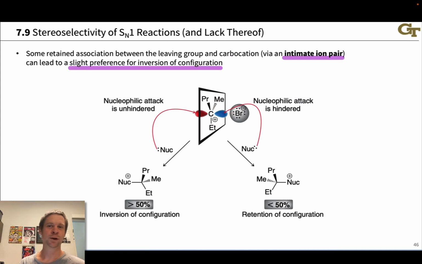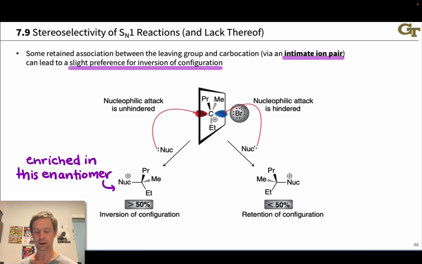In that case, we have what we might call an intimate ion pair between the carbocation and the leaving group anion. So bromide is not completely dissociated from the carbocation, we might imagine. There's some, for example, ionic attraction between the negative bromine and the positively charged carbon. And that association means the bromine is taking up space on the right-hand side of this carbocation. This inhibits nucleophilic attack to some degree and leads to a preference for inversion of configuration and enrichment in this enantiomer in the product mixture.